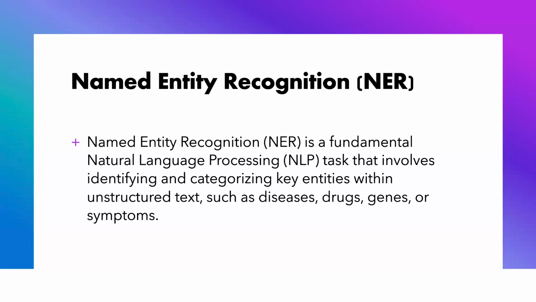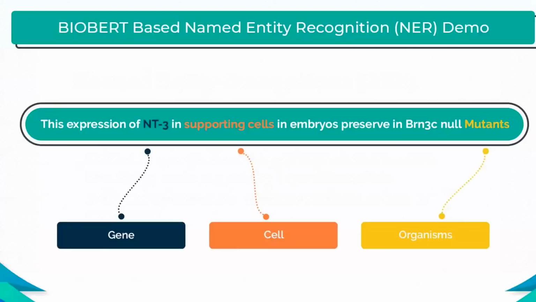One is named entity recognition. So named entity recognition, I'm just going to explain this by using this diagram. So if you look at this expression, this expression of NT3 in supporting cells in embryos preserve BRN3C null mutants. So now what you are trying to do is pick out the entities and name each of them. Like this one, this is just a normal English word. We don't necessarily need it. Expression, this part is not necessarily what contains information in the sentence.